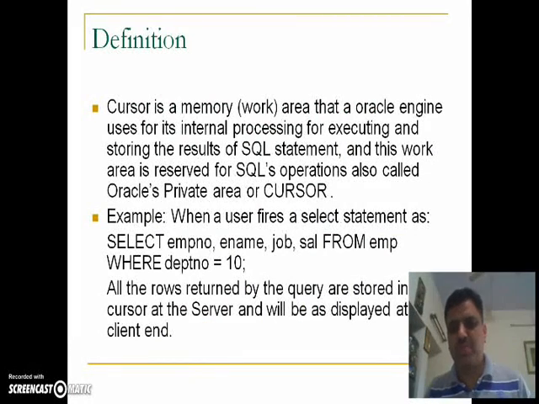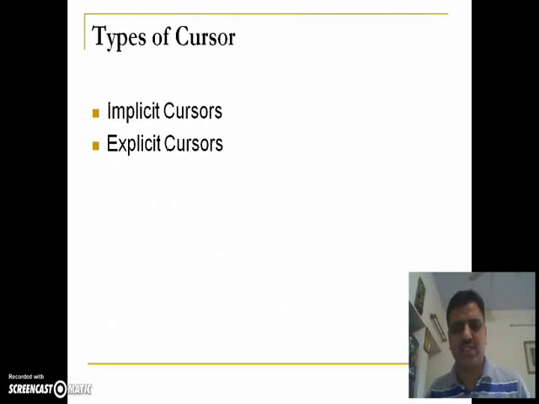A cursor is an area of memory that the Oracle engine uses for its internal processing, for executing and storing the result of a SQL statement. So whenever we fire a SQL statement in PL/SQL, Oracle internally uses an area of memory, and that area is called a cursor. We have two types of cursor: implicit cursor and explicit cursor. In today's session, we will learn about implicit cursor with practical hands-on in PL/SQL. So let's shift to PL/SQL and write the first program with the use of implicit cursor.